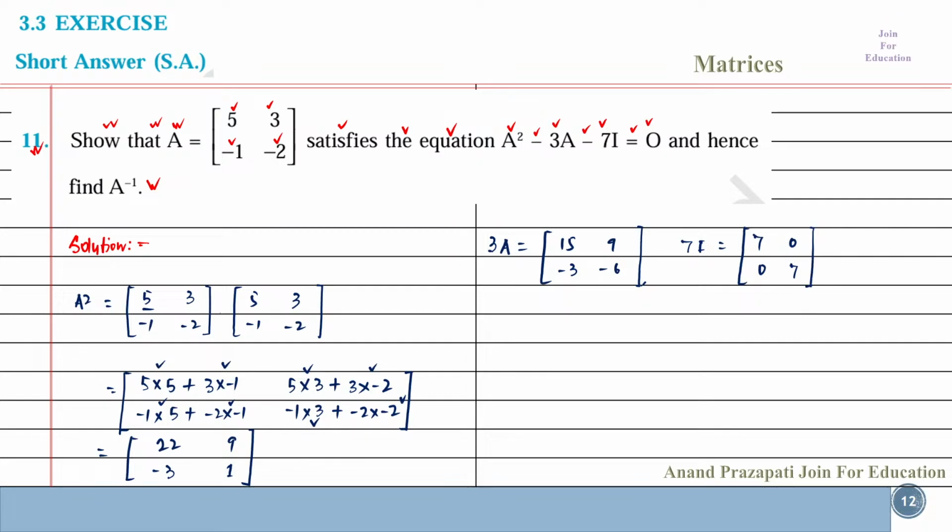And A square minus 3A minus 7I equal to 22, minus 15, minus 7 equal to 0; 9 minus 9 equal to 0; minus 3 minus, equal to 0; minus 0 equal to 0; 1 minus 6 equal to 7 minus 7 equal to 0. So we write down, this is the proof.